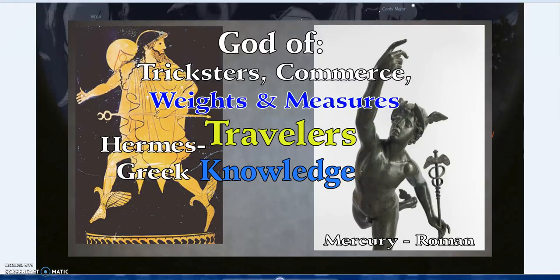And Hermes to the Greeks, Mercury to the Romans, the god of a trickster, but he was a god of knowledge. He was also a god of commerce, weights and measures, and travelers. What do commercial travelers need? Weights and measures to sell their goods, but also they need navigation. And he was also the god of knowledge, very similar to Thoth in Egypt.